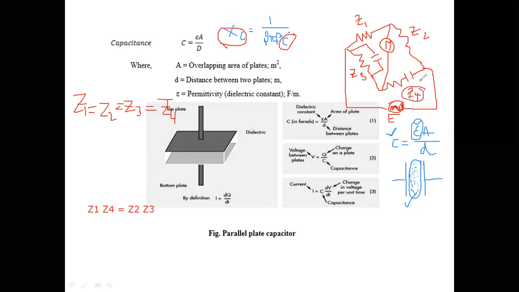vary. Okay, Z1, Z2, Z3 have normal values, and Z4 is varying now. If Z4 varies, then Z1, Z4 is not equal to Z2, Z3. Then what will happen? The current in the meter will be induced here. Why? Because it is now unbalanced.